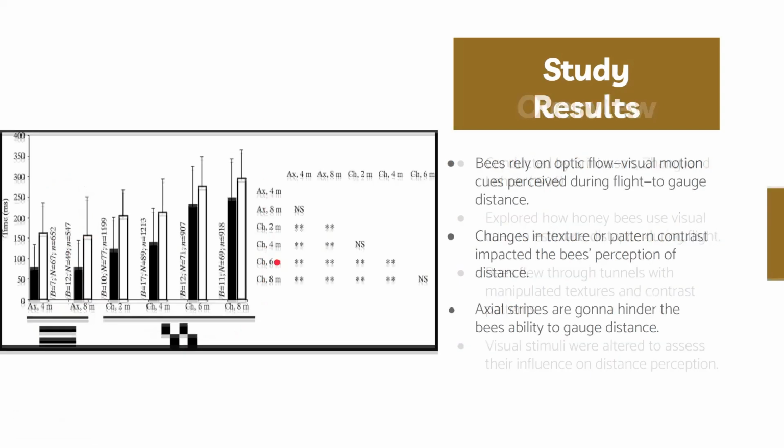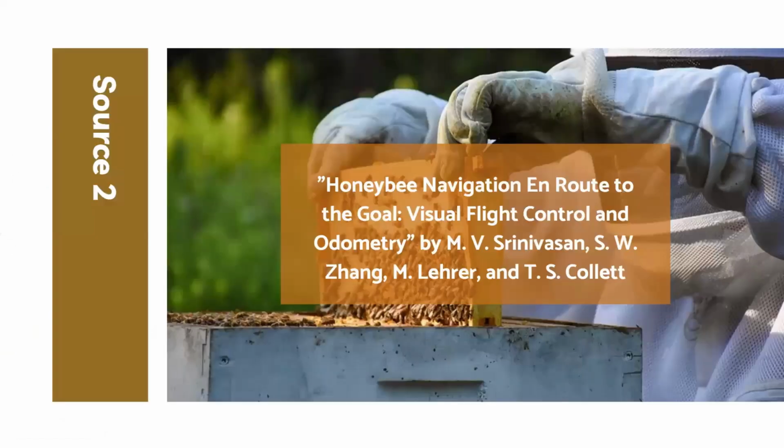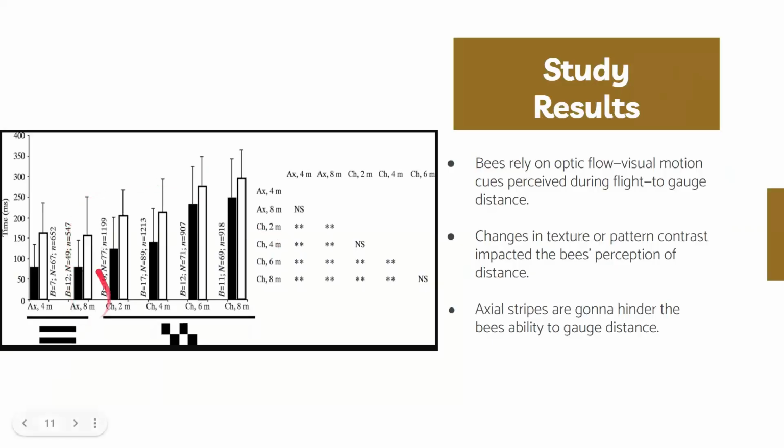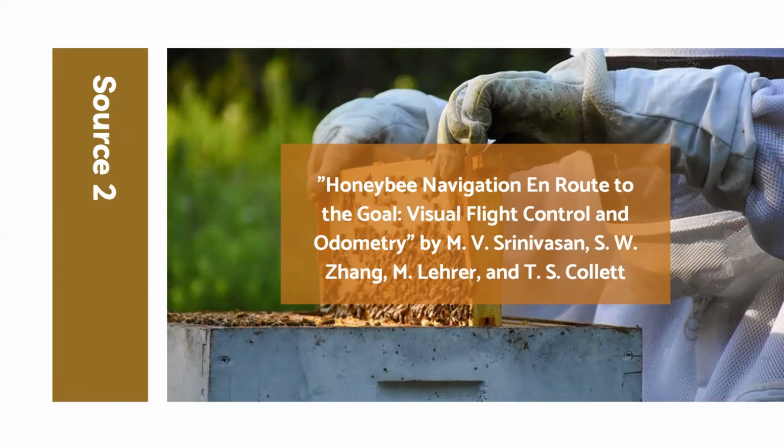And this is just going to show that bees rely on optic flow, visual motion cues perceived during flight. In this flight, you can see that with the axial lines the bees were unable to properly gauge the distance, and this resulted in an underestimated distance in the waggle dance compared to the checkered pattern. In the second source, Honeybee Navigation En Route to the Goal: Visual Flight Control and Odometry by Srinivasan, Zhang, Lehrer, and Collett.